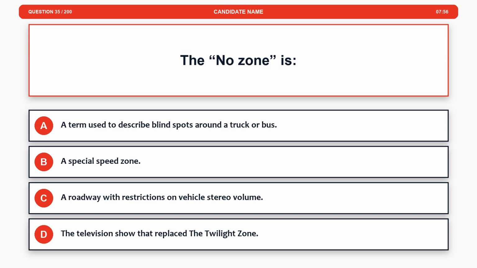Question 35. The No Zone is: Option A, a term used to describe blind spots around a truck or bus. Option B, a special speed zone. Option C, a roadway with restrictions on vehicle stereo volume. Option D, the television show that replaced the Twilight Zone.